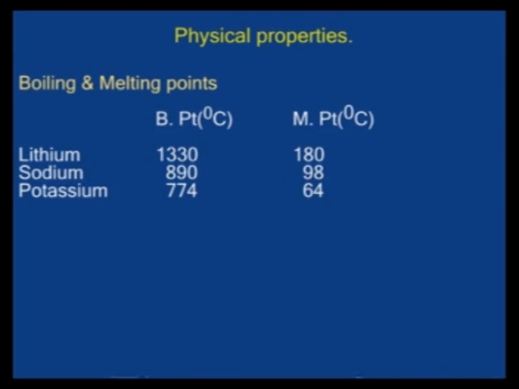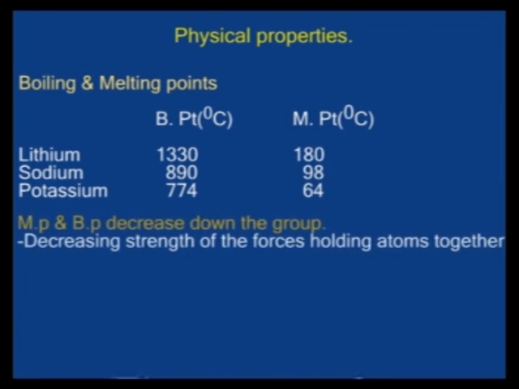How about the boiling and melting temperatures? Now, these are summarized on the table that appears on your screen now. Take a keen look at that table and try and make some inferences. It's quite obvious. You realize the melting and the boiling points decrease down the group. Again, this is due to the decrease in strength of the forces attracting the atoms together. The larger the atom, the weaker the forces. And therefore, as the atomic radius increases, the forces weaken, and hence the melting and boiling points decrease.